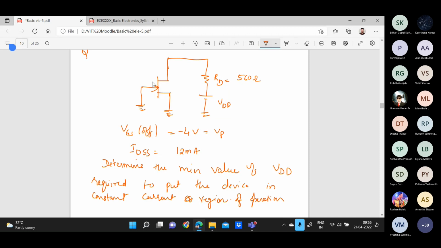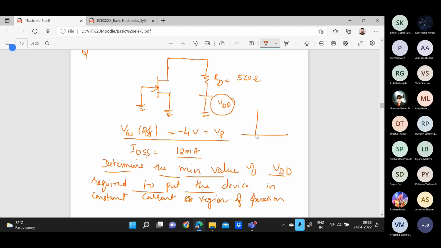So first read the question, what they are saying. They have given one JFET to us. They said the value of the drain resistance is 560 ohms. Okay. They didn't tell us anything about VDD. They gave only the pinch off voltage minus 4 volt, and they also gave the drain to source saturation current of 12 milliamps. They are asking to determine the minimum value of VDD so that you can put the device in a constant current region.